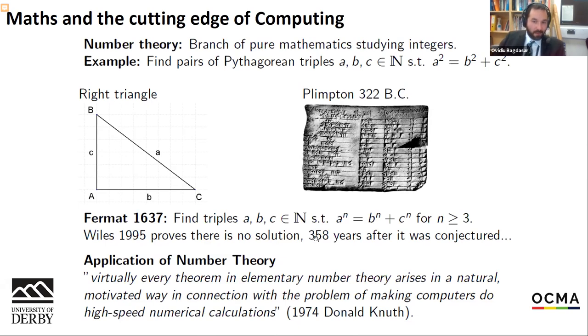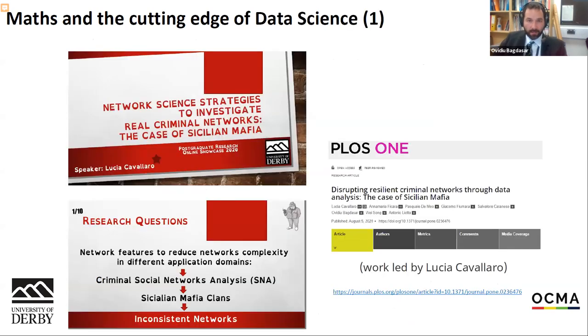But in this process, lots of new mathematics was developed. And this made Donald Knuth, another parent of computer science, say that virtually every theorem in elementary number theory arises in a natural, motivated way in connection with the problem of making computers do high-speed numerical calculations. So you can have simple properties, simple theorems, but this can have profound impact in practical applications in computing.